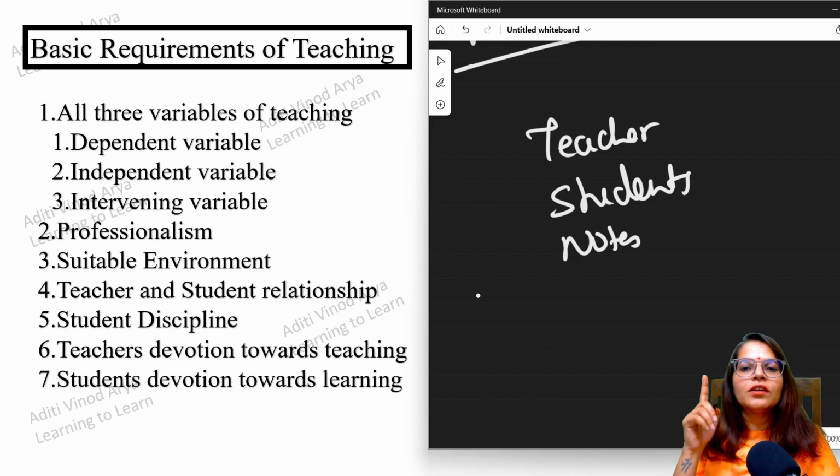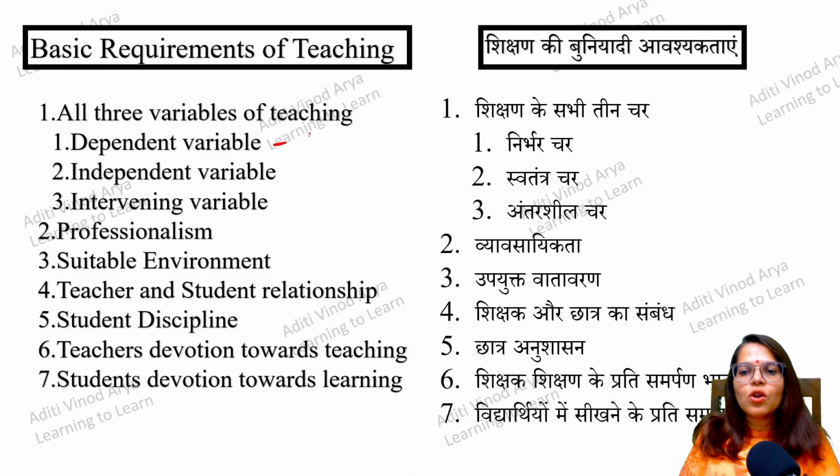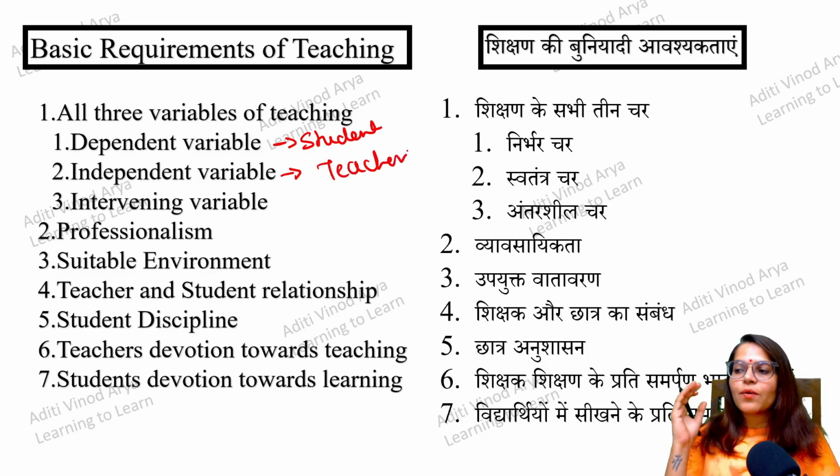The first would be the dependent variable. Make sure you remember that the dependent variable is always the student, whereas the independent variable is always the teacher, because the teacher is independent. The teacher can decide, I want to teach this particular topic, I want to teach like this, but the student is always dependent on the teacher.